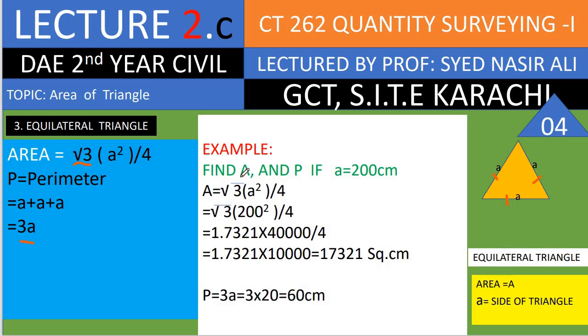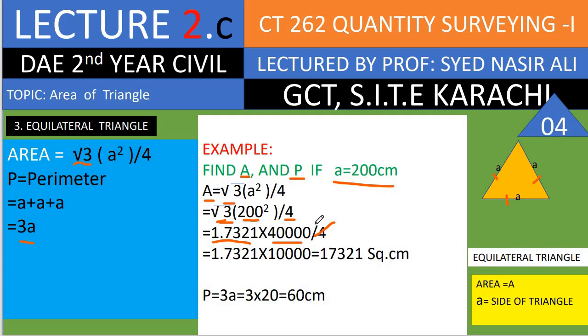Take the example, find area and perimeter. If a is equal to 200 centimeter, no matter. Take the formula, area is equal to under root 3 a square upon 4. Under root 3 a is 200 square upon 4. Under root 3 is 1.7321. 200 square means 40,000 and upon 4.